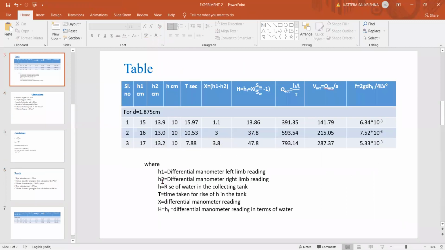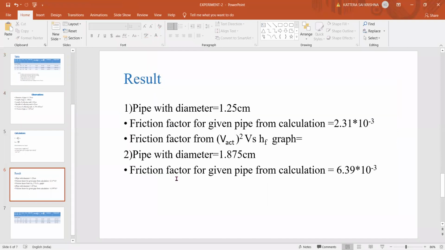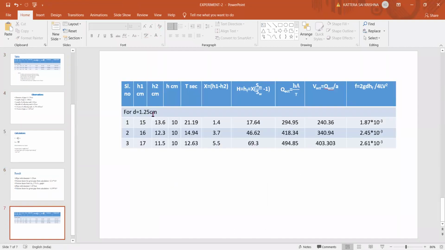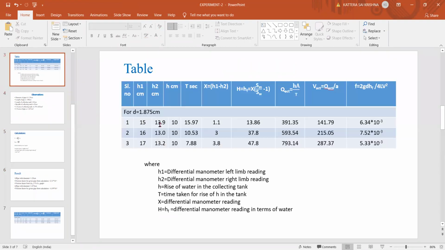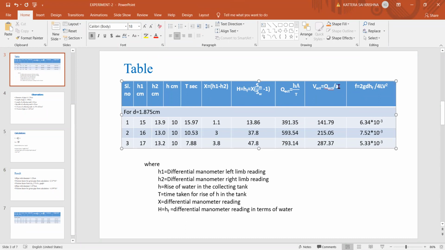Remember, for one table you need to keep all this. First you need to keep these values for diameter 1.25 centimeter. And next you need to use the diameter 1.875. The only difference here is this area, definitely you need to change, because other values will change anyway. You might forget this area only. So remember that the area value should be changed for the diameter.